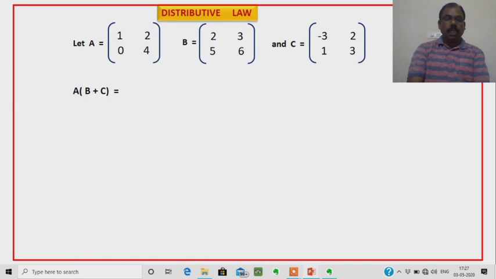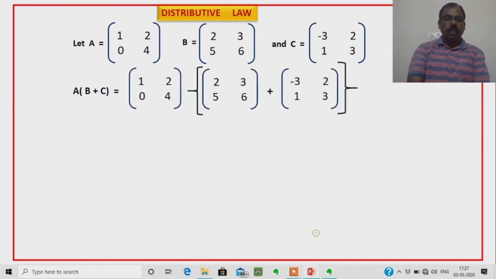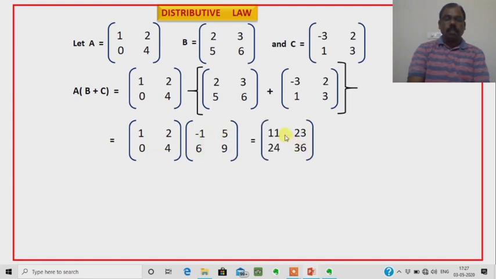We find A times B plus C, that is matrix 1, 2, 0, 4 into matrix 2, 3, 5, 6 plus matrix minus 3, 2, 1, 3. Add these two matrices and multiply it. We get matrix 1, 2, 0, 4 into minus 1, 5, 6, 9. That's equal to matrix 11, 23, 24, 36. We take it as equation number 3.